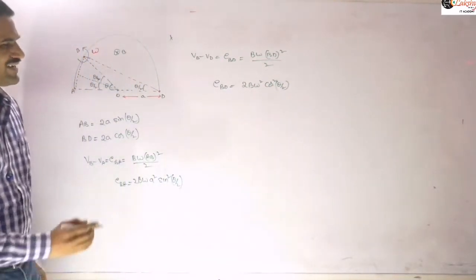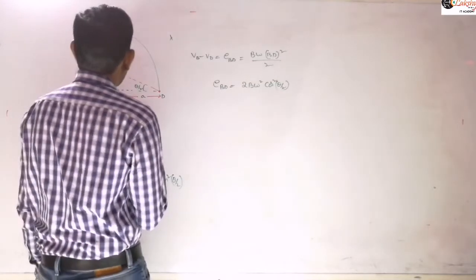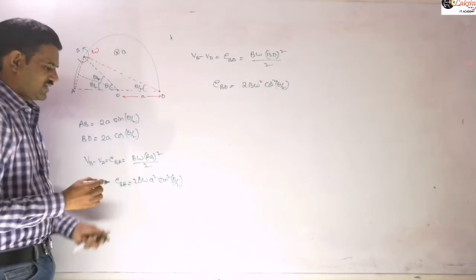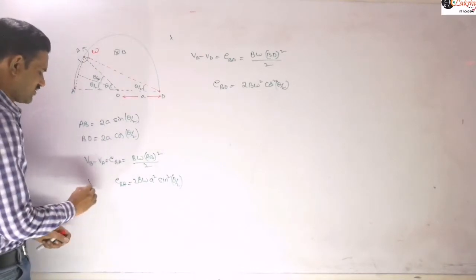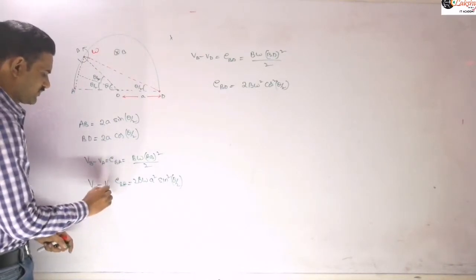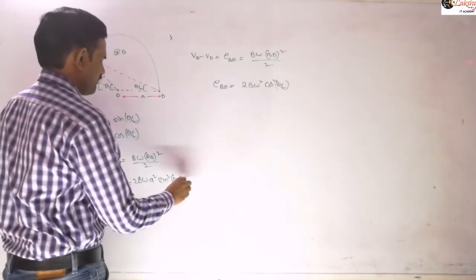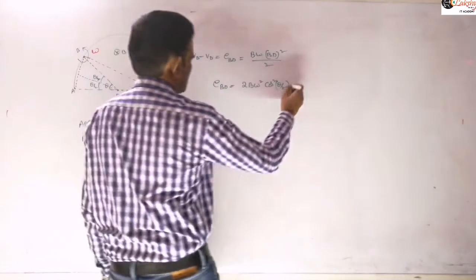And so now let us identify the polarities. We already mentioned these polarities here. Now we need to find the potential difference between A and D, which is VB minus VD, VA. So let us take this as equation 1 and this as equation 2 here.